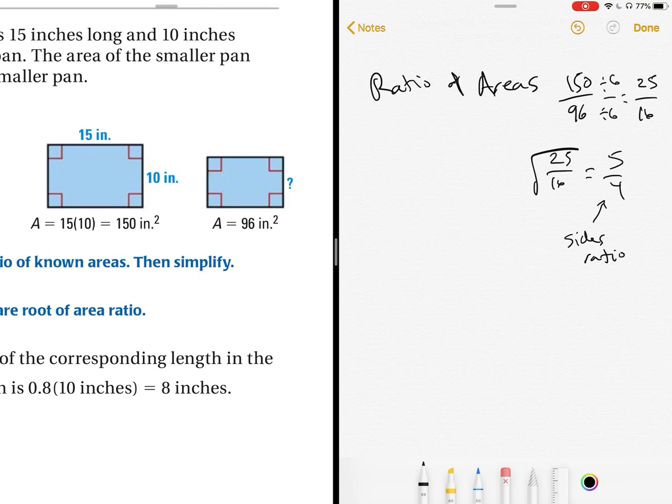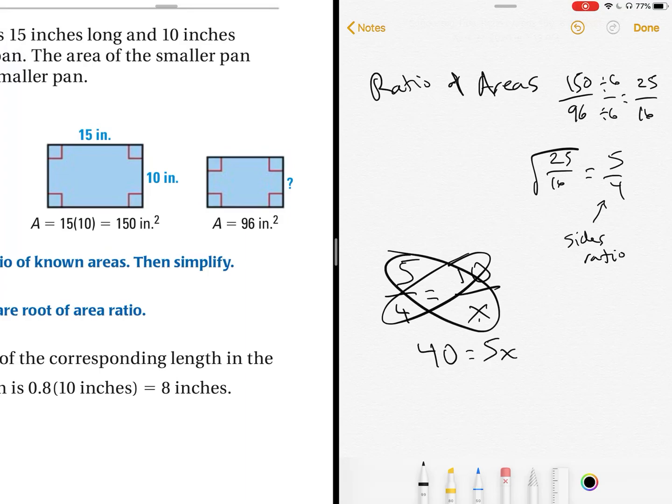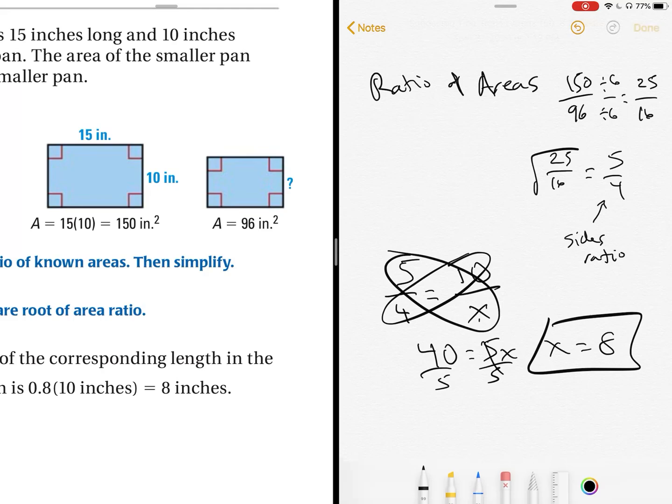Okay, now that I know the sides ratio, I can set up a proportion to find out what the question mark side is going to be. So I would do 5 over 4 equals, then the side that corresponds with the question mark is 10 inches on the larger rectangle. So I'm going to put a 10 across from the 5 because those both come from the bigger one. And then the question mark is right there. We can just call that x. Right, so cross multiply again. 10 times 4 is 40. That's going to equal 5 times x. Divide that by 5. And so that side would be 8 inches in that problem.